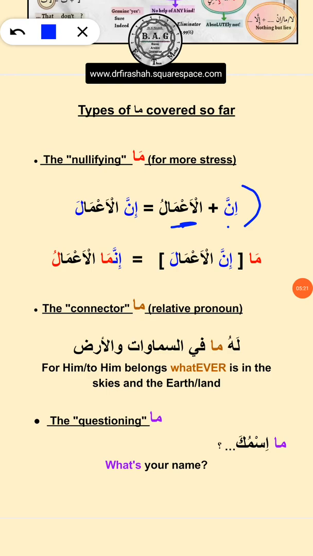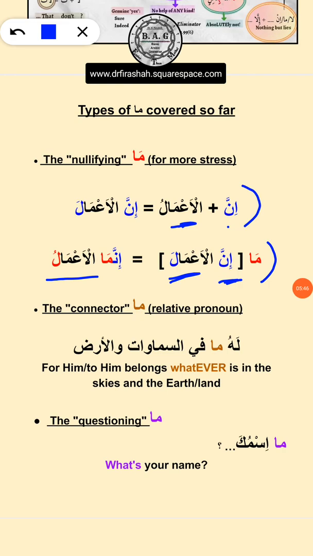Okay, then if you want to add even more stress, you are going to add ma. That is something that I call the nullifying ma. That is used for more stress. And why do I call it the nullifying ma? Because it nullifies the effect of this inna on its ism. So it was innal amala, and if you make it innama, it will become rafa' again: innamal amalu.